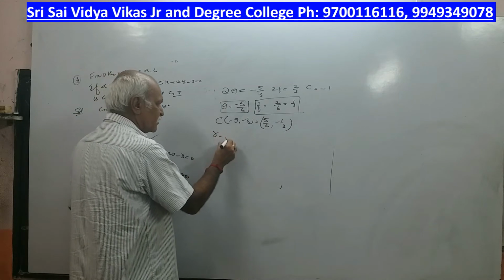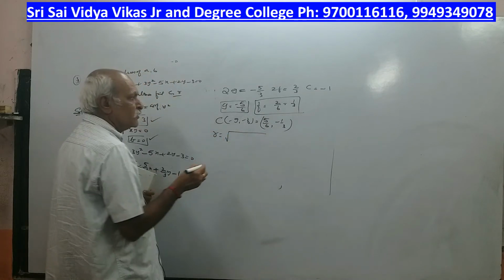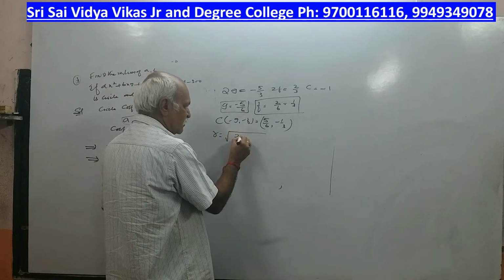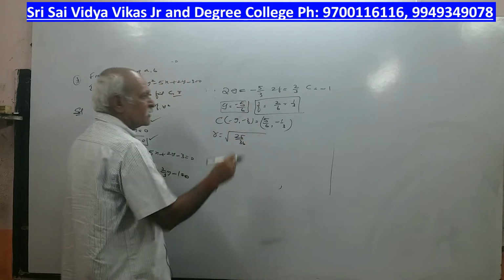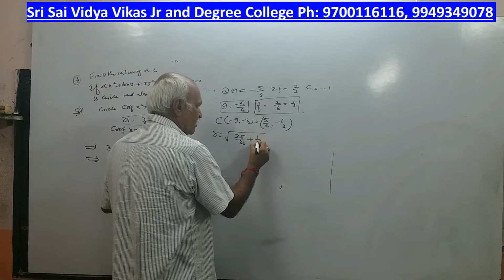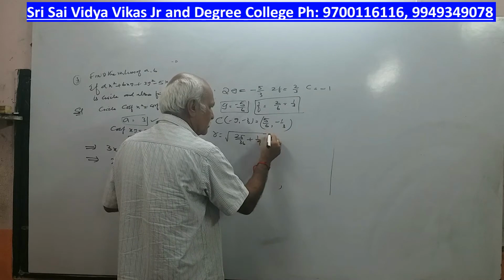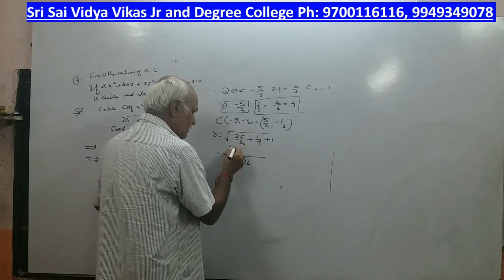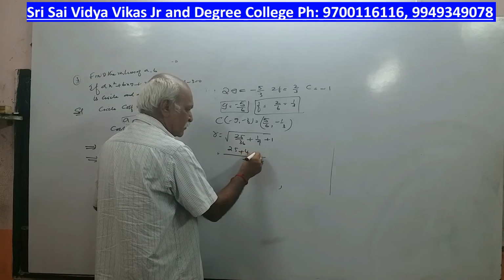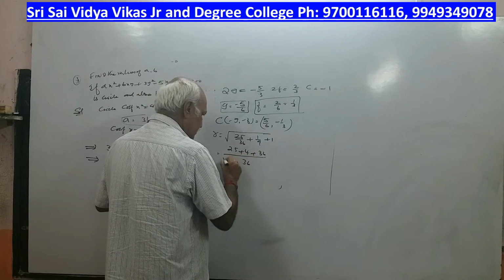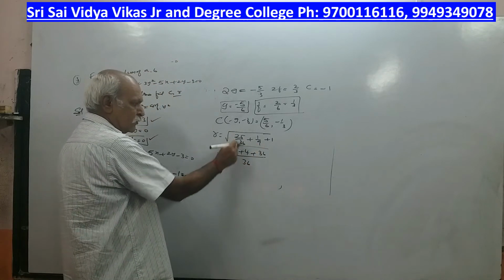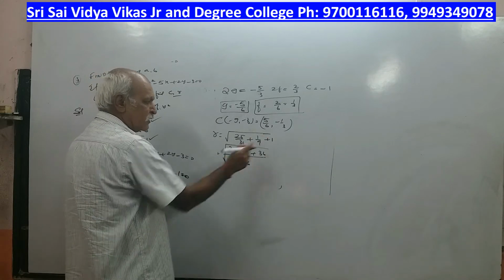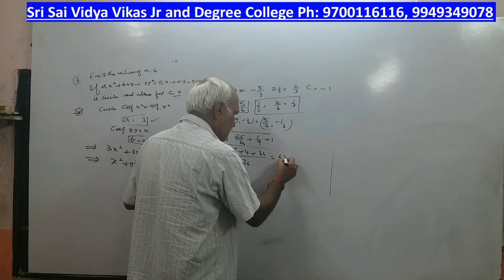And what is the radius? Root of g square. g square means 25 by 36. f square is 1 by 9. c is minus 1, so it becomes plus 1. What is the LCM? 36. 25 plus 4 plus 36. The LCM is 36, 25 will come, 4 times, 36 will come. So 65.